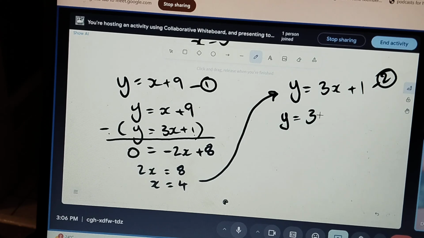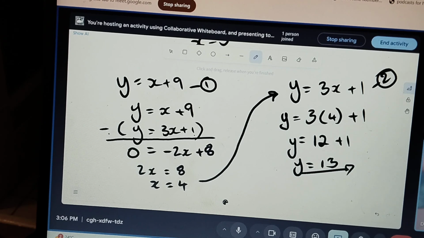So y equals 3 times 4. So I replace the x with a 4, plus 1. 3 times 4 is 12 plus 1. So then y equals 13. So I have my y and I have my x. That's kind of what I did.